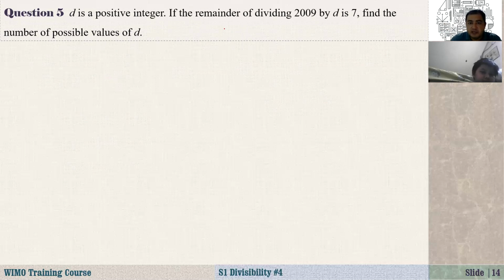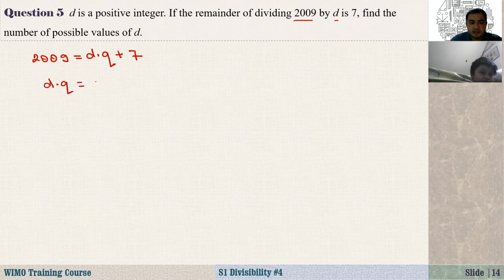What do you understand from here? The remainder of dividing 2009 by D is 7. So that means that if I divide this 2009 by D, let's say here we have the quotient Q, and the remainder is 7. So now, if I take the 7 to the left-hand side, then D times Q is equal to 2009 minus 7, which is equal to 2002. And 2002 is equal to 2 times 1001.